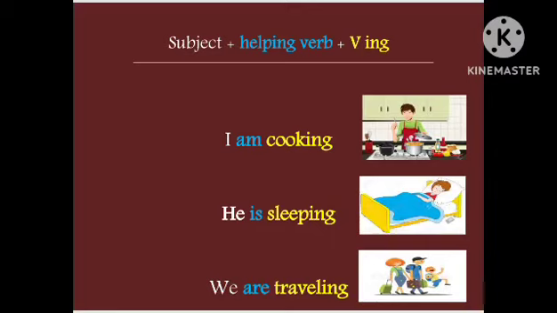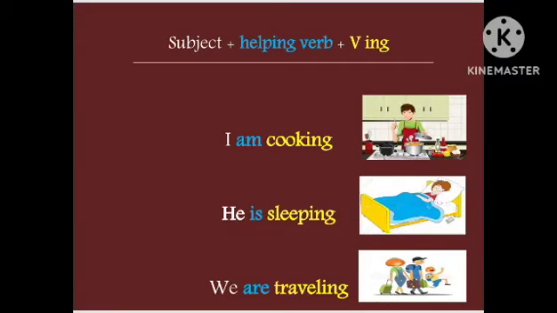For examples, in the first example, we have the subject I. The subject I takes the verb to be am. Then we put the verb plus ing, so the sentence will be I am cooking. In the second example, we have the subject he, and the subject he takes the verb to be is. Then we put the verb plus ing, so the sentence will be he is sleeping.